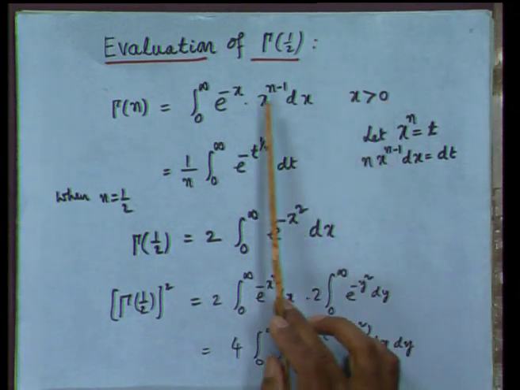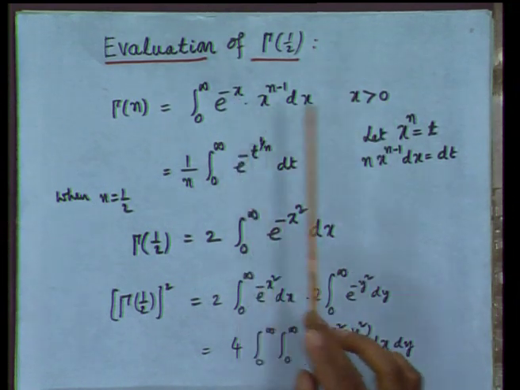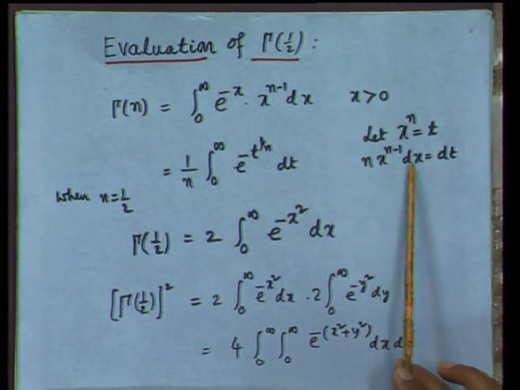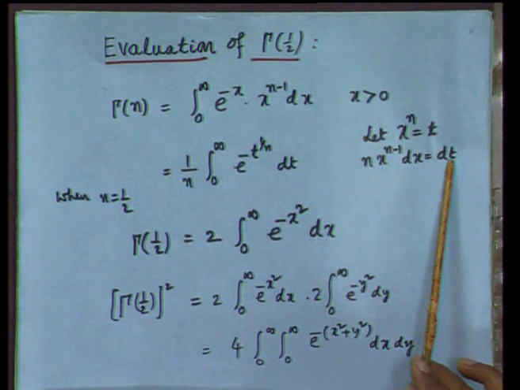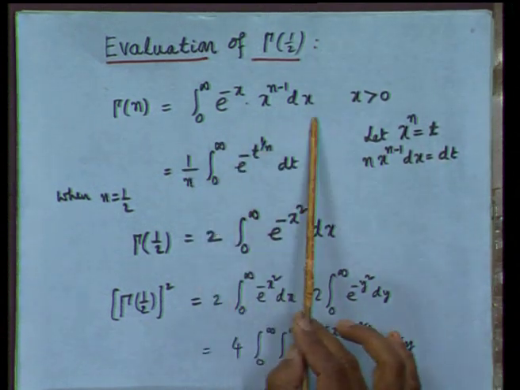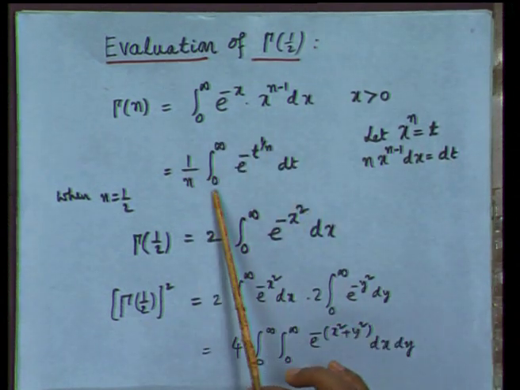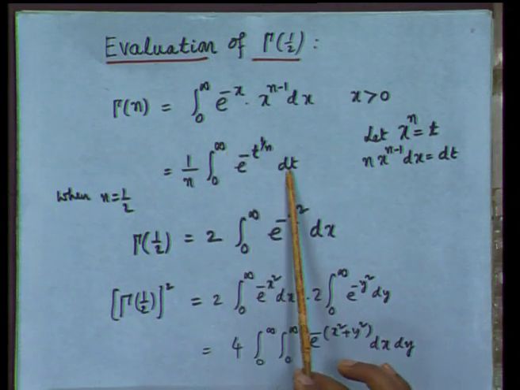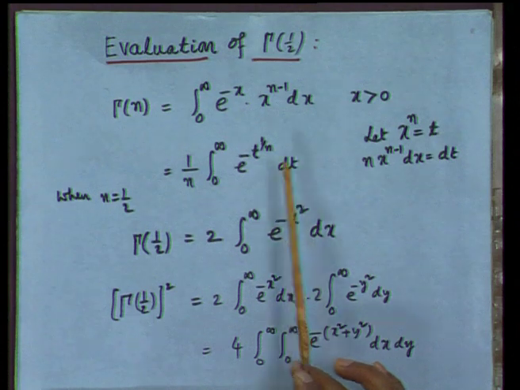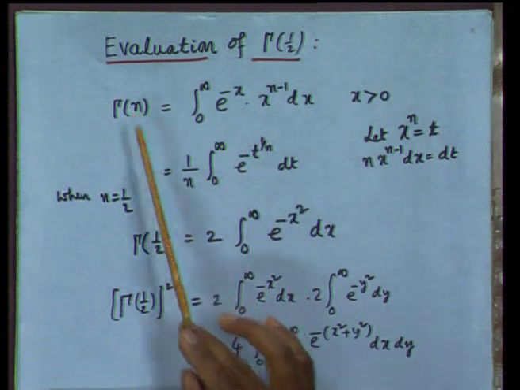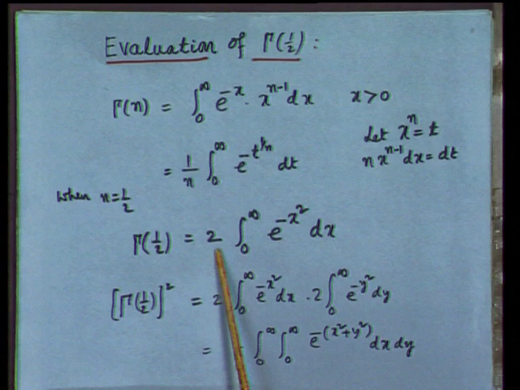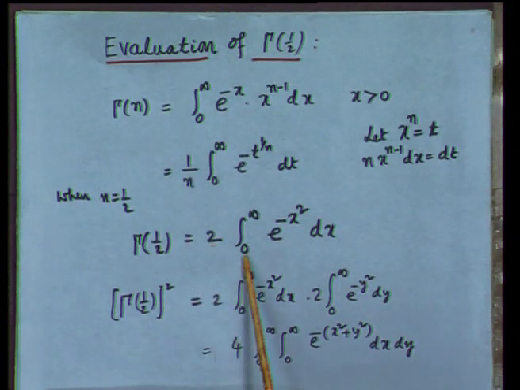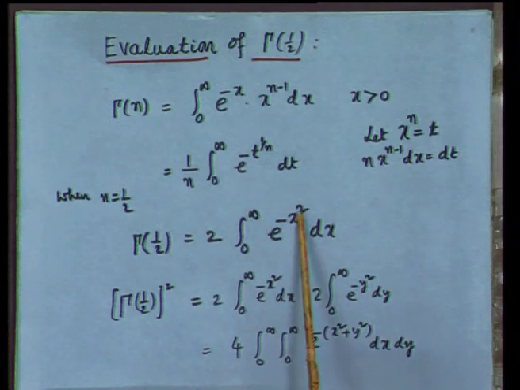Now, I will substitute x power n equal to t, so that n into x power n minus 1 dx will be dt. So this integral, that is gamma n, will be reduced to 1 by n times the integral from 0 to infinity of e power minus t raised to the power of 1 by n dt. And when n equals half, gamma half is equal to 2 into the integral from 0 to infinity of e power minus x square dx, because 1 by n is 1 by half, which is 2.